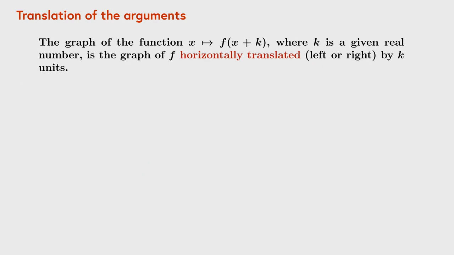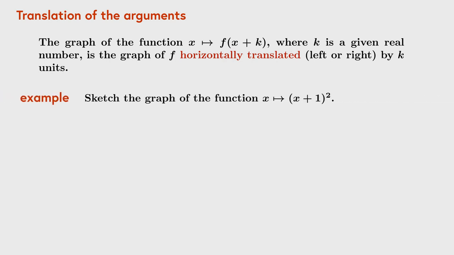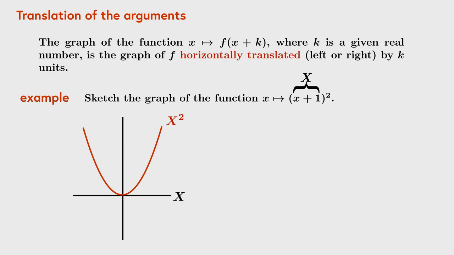Another way to apply translation is inside the function. Given an argument x, we're going to apply f not at x, but at x plus k, where k is a fixed real number. In that case, it turns out the graph of f will be horizontally translated, left or right. Let's look at this example. What is the graph of (x plus 1) squared? Well, if the x plus 1 were the real variable, let's make a change of variables and call x plus 1 capital X. In that case, we would know exactly what the graph looks like in terms of capital X.